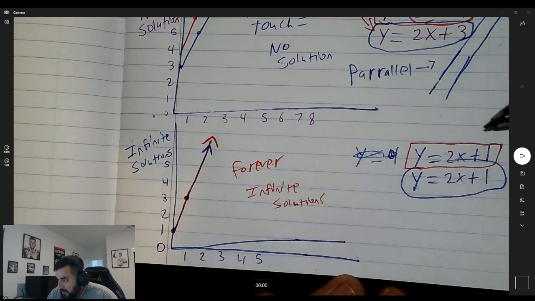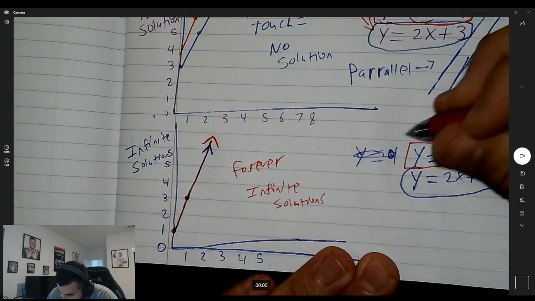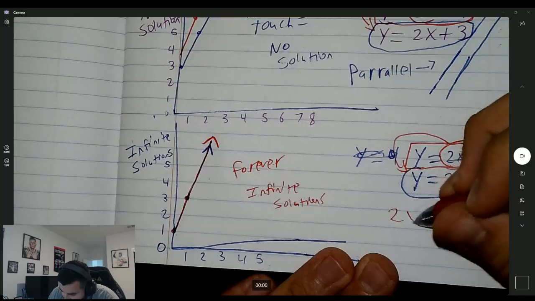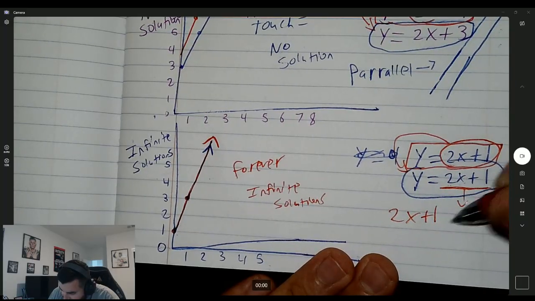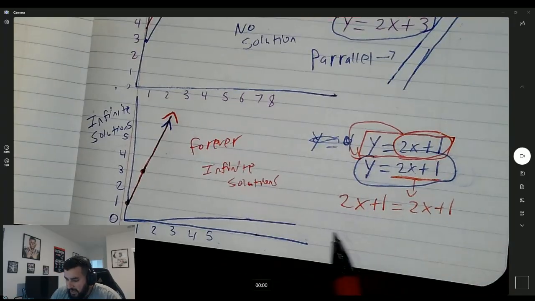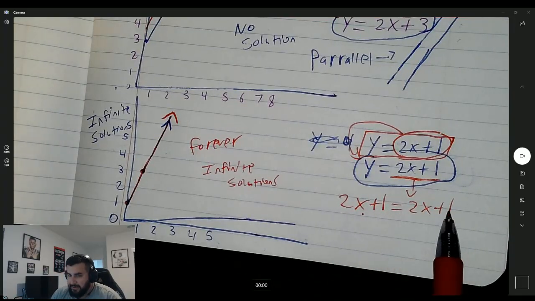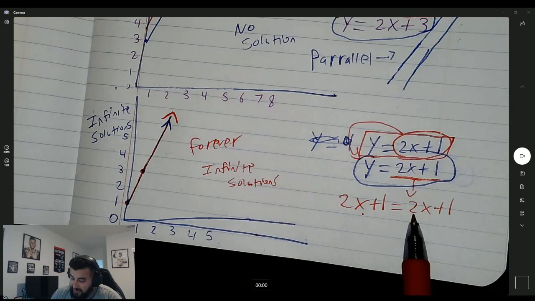Y equals 2x plus 1. I'm going to put a 2x plus 1 where the y is. 2x plus 1. And this side didn't change, so I'm going to just put that straight down. Equals 2x plus 1. Now, without doing any math, if I see that both sides are identical, they're mirrored, we can assume that is going to be an infinite solution. But I'll just show you regardless.